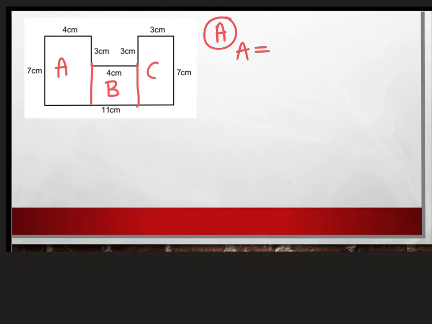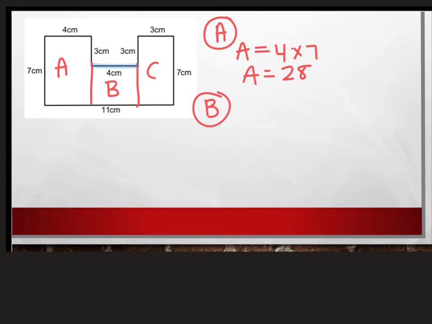So area of shape A, our base was 4, our height was 7. 4 times 7 is 28. Shape B, that one's a little bit trickier because a lot of people want to say, well, I see 11 right there at the bottom, but that 11 is the whole base of our polygon. So we actually have to just look at the 4 right there.